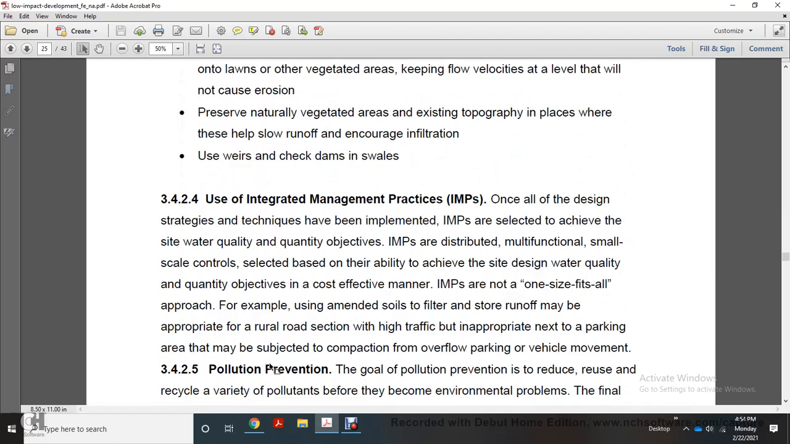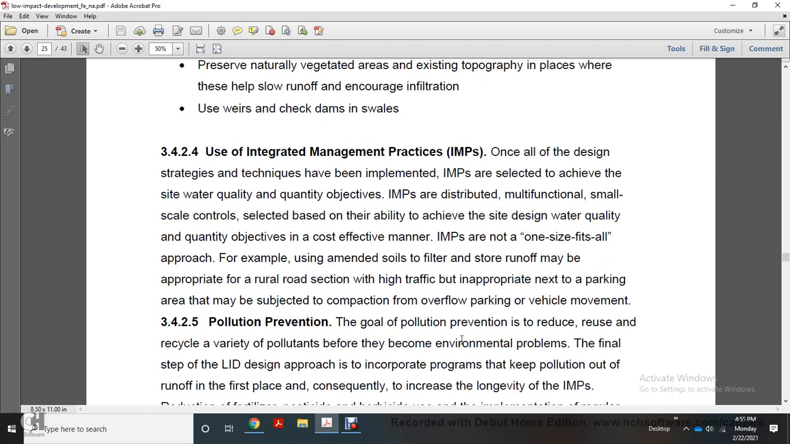Our use of the integrated management practices. Once all of the design and strategy techniques have been implemented, integrated management practices are selected to achieve the site's water quality and quantity objectives. Integrated management practices are distributed, multifunctional, small-scale controls, selected based on their ability to achieve the site design, water quality, and quantity objectives in a cost-effective manner. Integrated management practices are not a one-size-fits-all approach. For example, the use of an amended soil filter for stream runoff may be inappropriate for a road section with higher traffic, or next to the parking area, where it would be subject to compaction from overflow parking and vehicle movement.